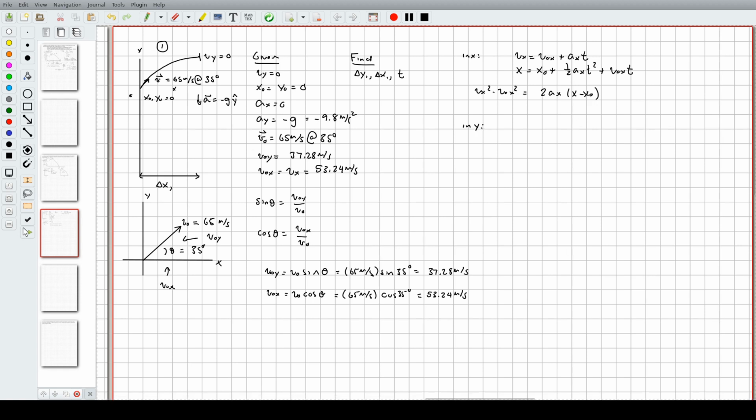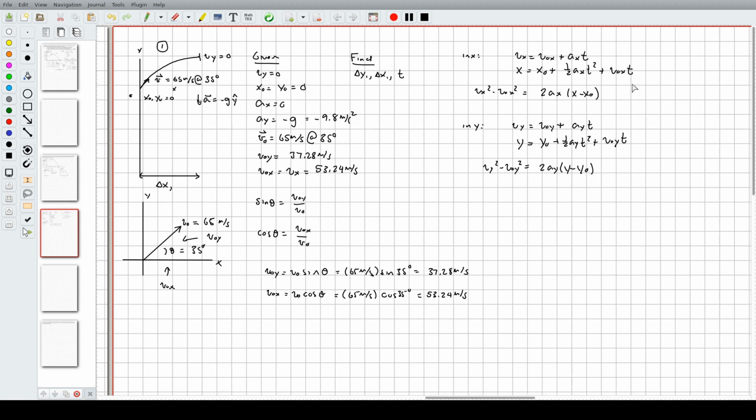And in y, vy is equal to v naught y plus a sub y times t. Y is equal to y naught plus 1 half ay times t squared plus v naught y times t. And again, vy squared minus v naught y squared is equal to 2 times a sub y times y minus y naught.